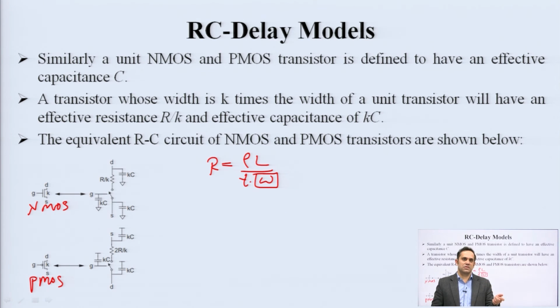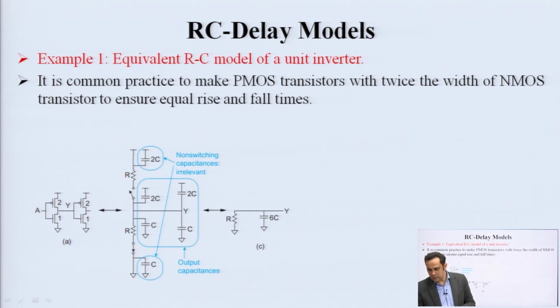A unit NMOS transistor or a PMOS transistor has resistance R and a unit capacitance C. The only difference is that a PMOS transistor is going to have a higher resistance due to lower hole mobility. As an example, we take a unit inverter. When I say unit inverter, it means the PMOS transistor is a unit transistor, and an NMOS transistor is also a unit transistor of width unity.